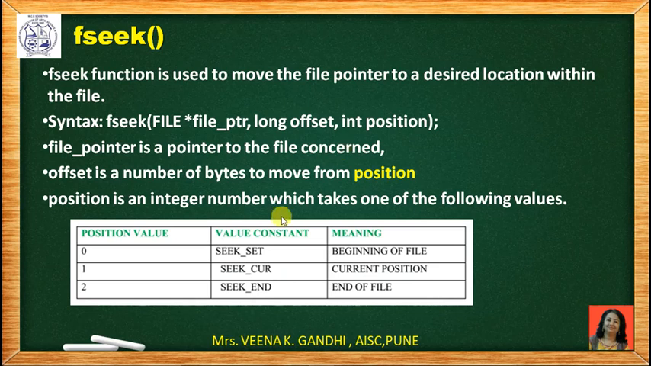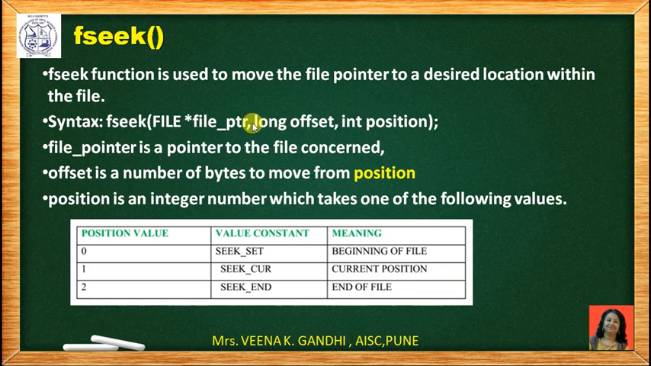The position can take the following values. First value 0. 0 means the constant is SEEK_SET, which means you can move the file pointer from the beginning of the file. Second value is 1, SEEK_CUR, which means from the current position you can move the pointer. And 2 means SEEK_END, you can move the file pointer from the end of the file.